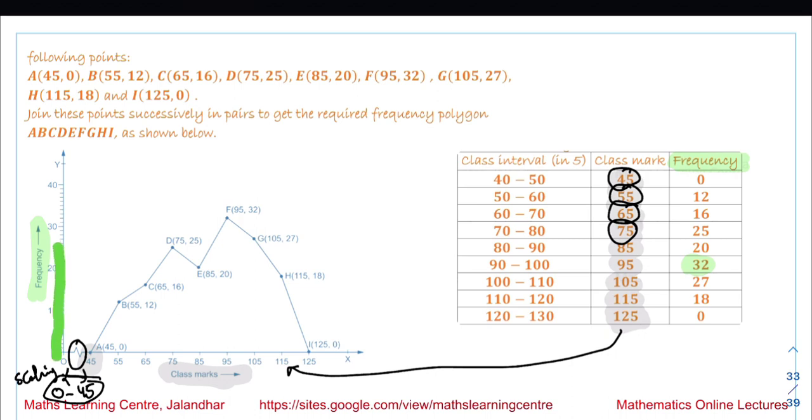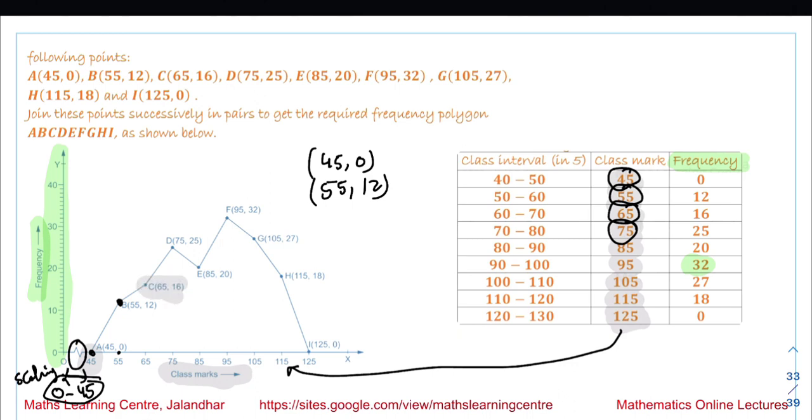So we have marked it on the y-axis like this, and we have taken the points up to 40 on the y-axis. Now what we have to do is mark these points. It is 45 comma 0. So this is the point 45 comma 0. Next is the point 55 comma 12. So this is the point 55 and this is 12. So this is the point 55 comma 12.